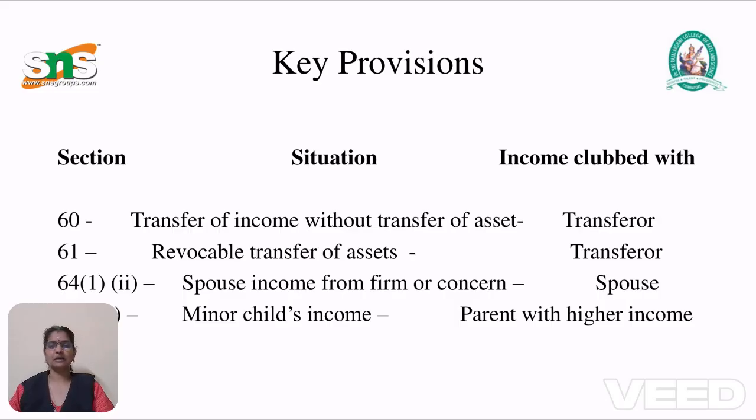Third, Section 64(1), subsection 2. Under this section, the spouse's income from any firm or concern is included in the calculation of income clubbed with the spouse. Next, under Section 64(2), the minor child's income will be clubbed with the parent who has the higher income.